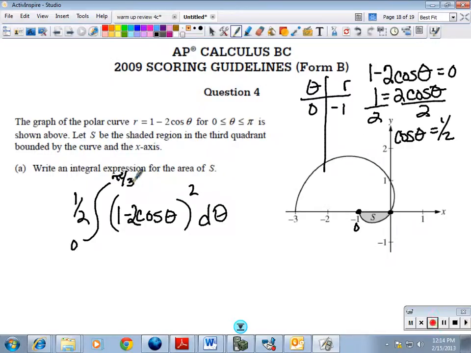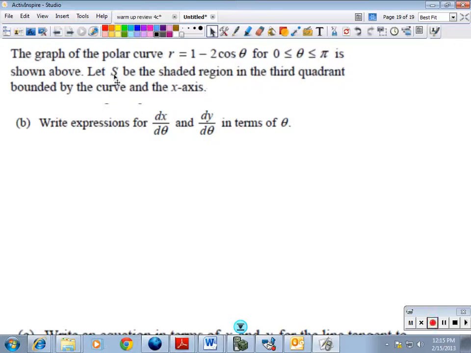And that's it. That gets you full credit for part 1, and that was 2 points. You got 1 point for your limits and your constant here, and you got 1 point for your integrand. So even if you couldn't get your limits, you could still get a point for knowing that it was the 1/2 and the squared.